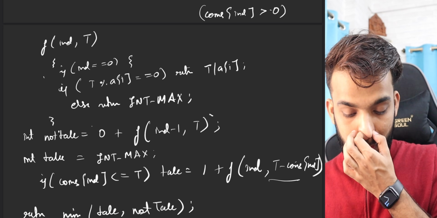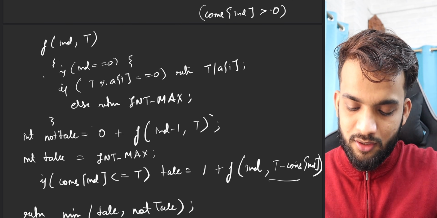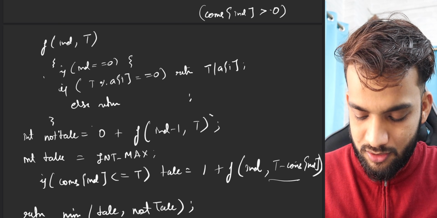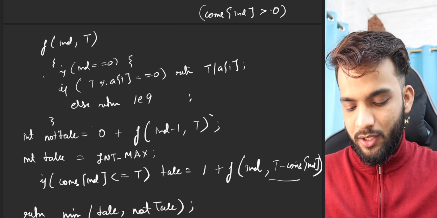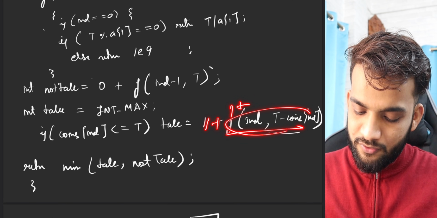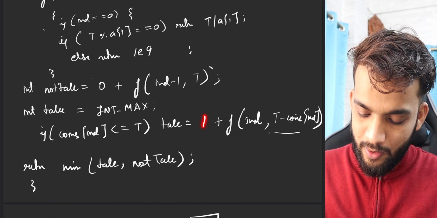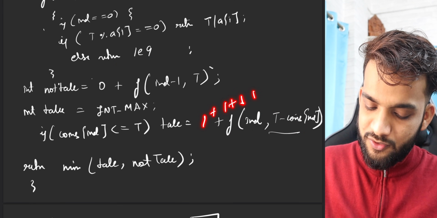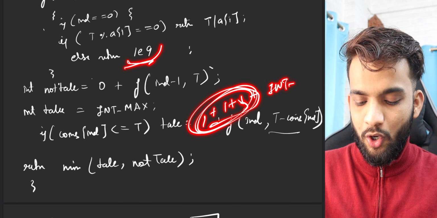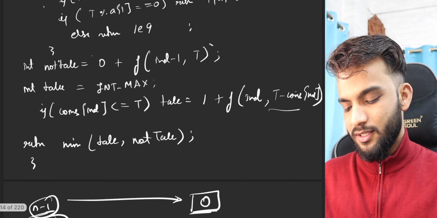That is how you can easily do this stuff, right? And just to make sure that there is no overflow, probably you can return something like 1e9. Why? Because you're adding 1 plus 1 plus, and if any of the functions gives int max, then int max plus 1 will overflow. Thereby, in order to have safety, I'm returning 1e9. Okay, what's the next case?